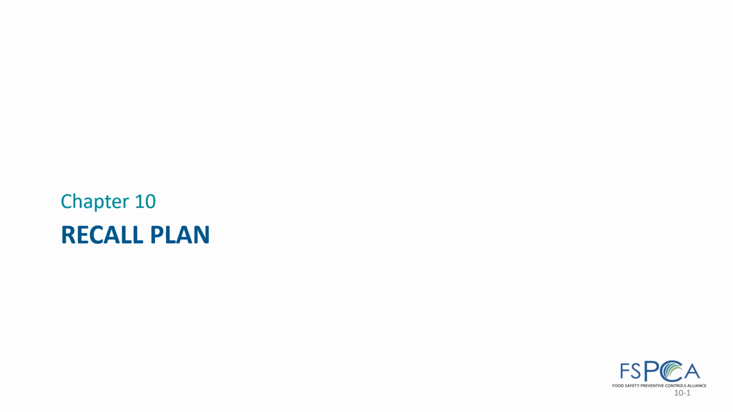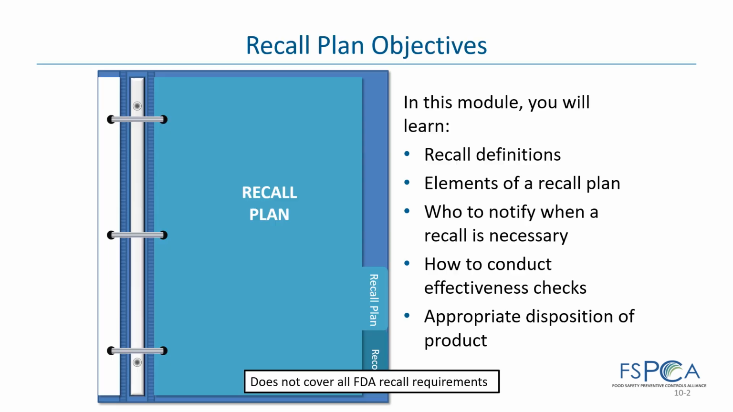Hello and congratulations! You've made it to the final chapter of our FSPCA curriculum on preventive controls for animal food. This is chapter 10 and is going to cover recall plans. Here are the objectives for this chapter.